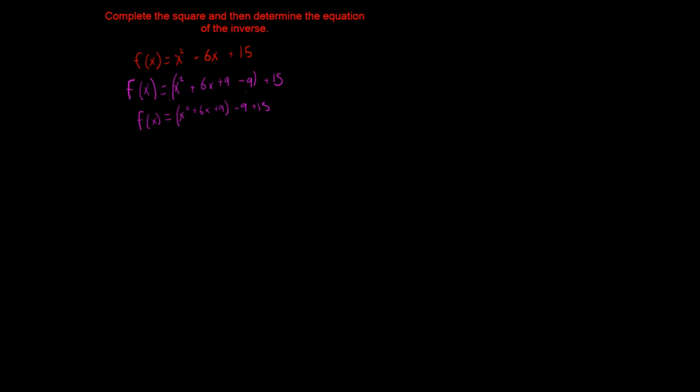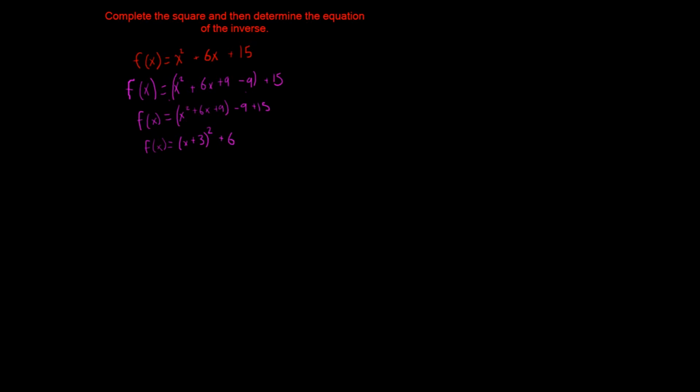plus 15. So we can rewrite the thing in the brackets because it's a perfect square. We can do x plus 3, and that's all squared. And then 15 minus 9 is just going to be 6, so positive 6. So we just completed the square, and we already finished the first half of this question.